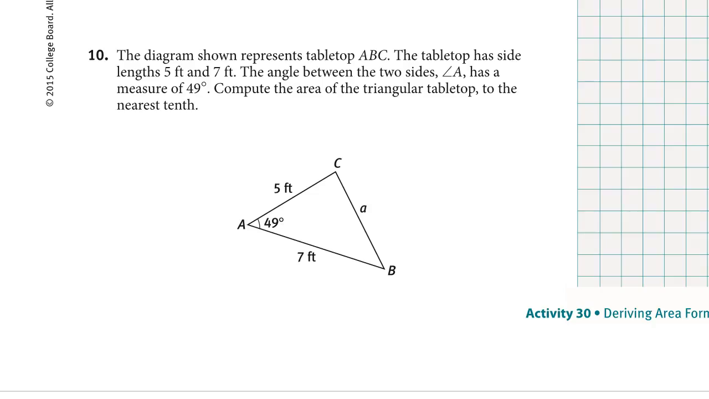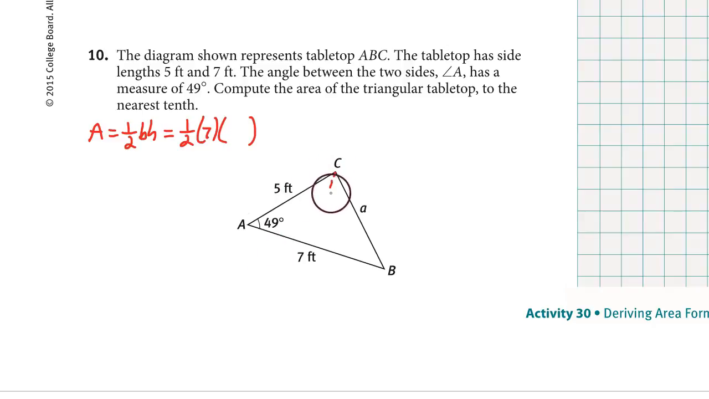Next, skip to number 10. The diagram shows a triangular shaped tabletop. Let's find the area so we can figure out how much to charge. Like the last problem, we're going to need to use geometry ideas from earlier this year. We know the base of the triangle is 7 feet, so we can go area equals 1/2 base times height, which equals 1/2 times 7 times the height. But we don't know the height of the triangle.